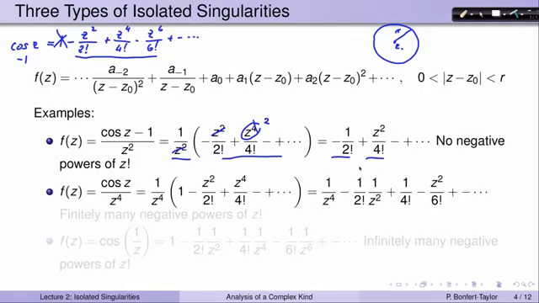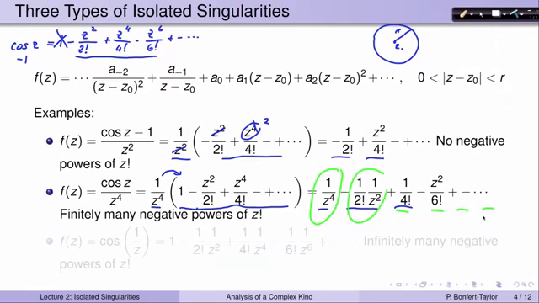Let's look at another example. The function cosine z over z to the 4th. So again, I have my series for cosine z, and I'm going to divide that by z to the 4th. So I'm going to distribute the z to the 4th into the parentheses, so I find 1 over z to the 4th minus z squared over z to the 4th, so minus 1 over 2 factorial z squared, and then z to the 4th over z to the 4th, those cancel out, so I have a plus 1 over 4 factorial, and so forth. In this example, I have some negative powers of z and then lots of positive powers of z. So this one is clearly a negative power of z, z to the negative 4th. This one is also a negative power of z, but the rest, they're all non-negative powers of z. So I have finitely many negative powers of z in this particular example.